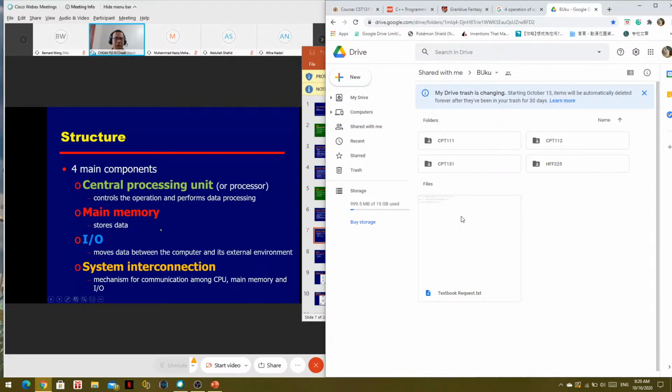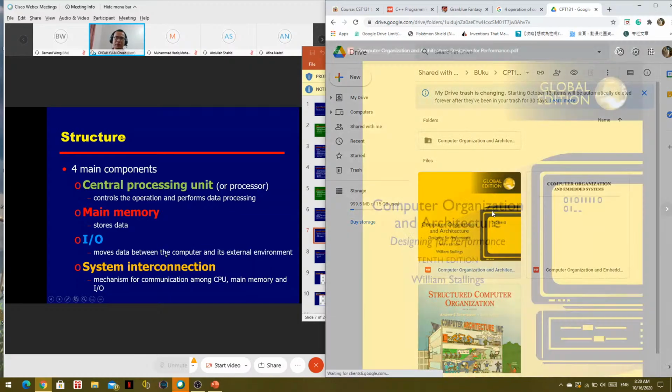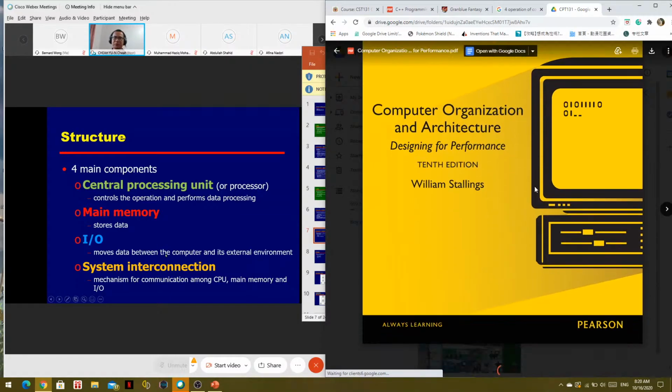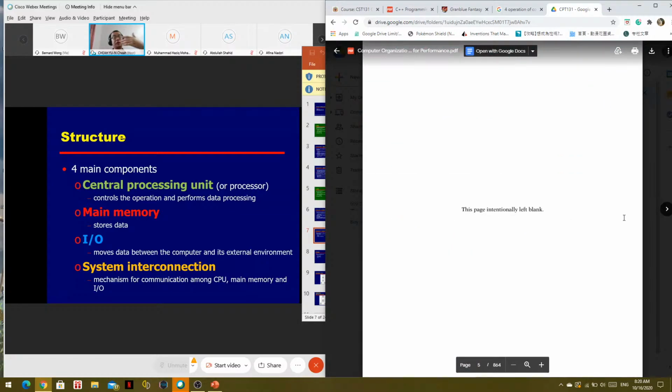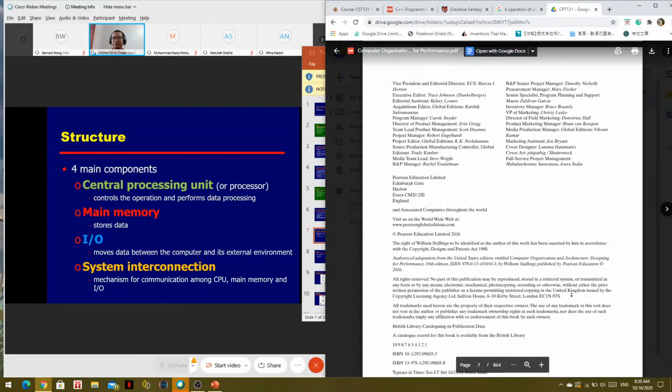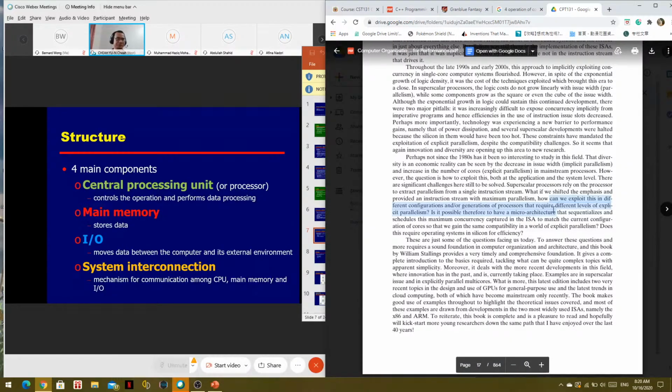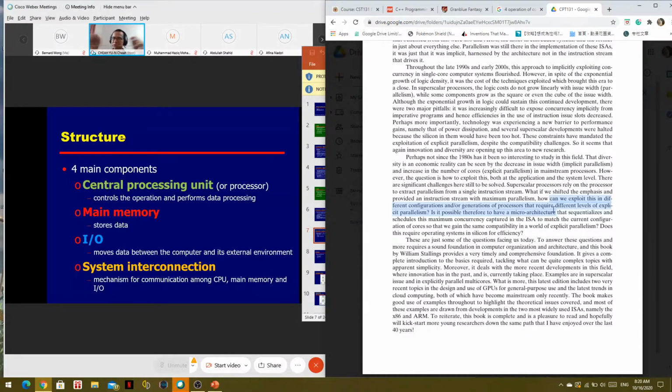Now, the third component here is I/O, which stands for input output. This is responsible for moving data between the computer and the external environment. External means outside of the processor. That means it could be all the interconnections on the motherboard and also the I/O module which connects to the USB, the monitor and printers and so on and so forth.